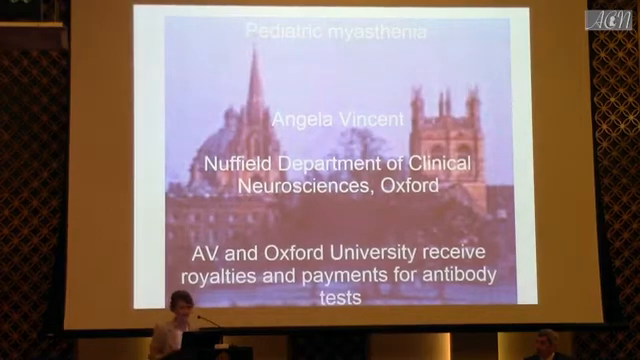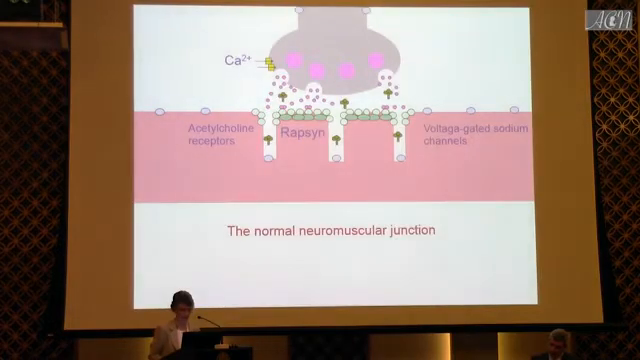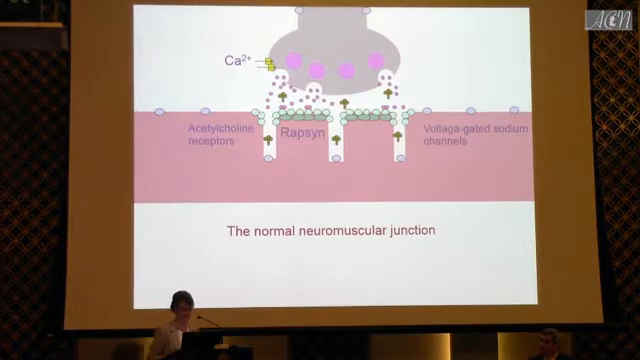Next is myasthenia, which in a way probably ought to have preceded the earlier talk because it introduces you to some of the concepts that have been so important. So basically we're talking about antibodies to synaptic proteins, which you've already heard about a bit this morning.